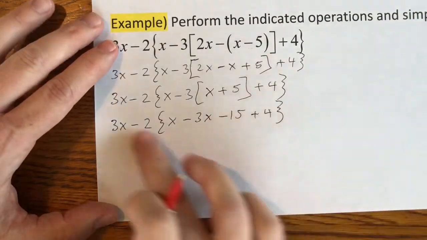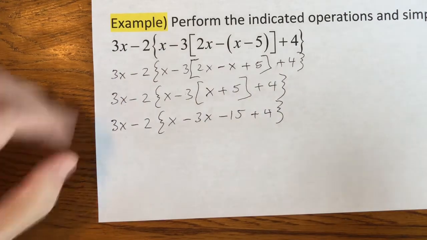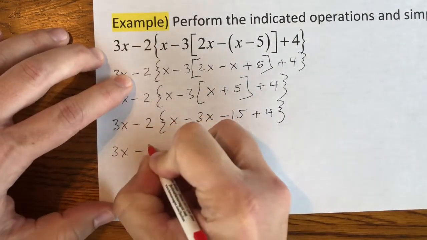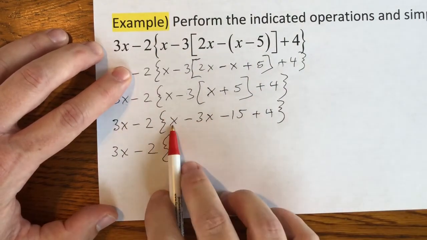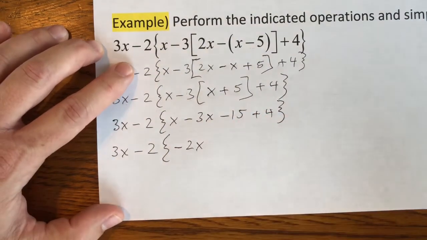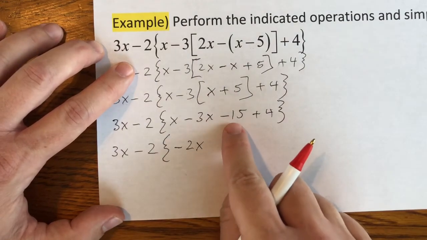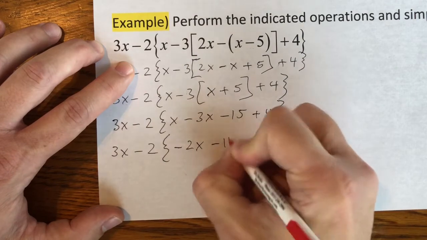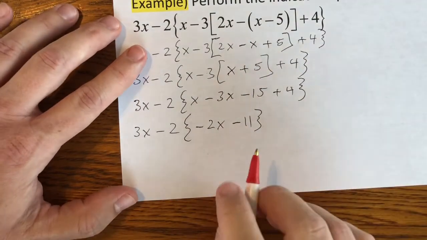Okay, so now inside of these braces, can we simplify? Can we combine like terms? Well, sure. So let's go ahead and do that. This part stays the same. Now let's combine like terms. X minus 3x. That is a negative 2x. 1 minus 3, negative 2x. Okay. Negative 15 plus 4. Negative 15 plus 4 is negative 11. Close braces. All right. What do we do now?